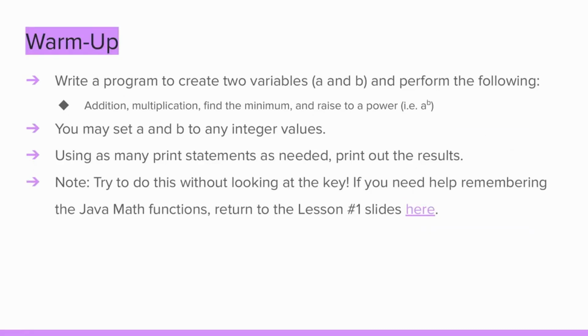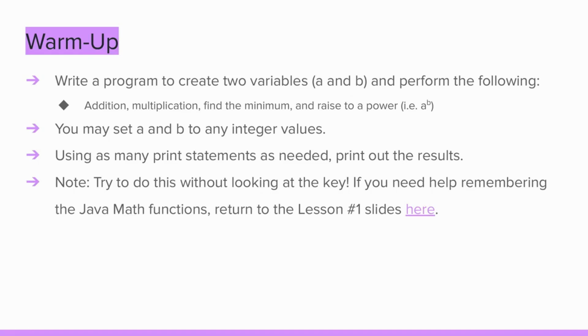The first warm-up asks us to write a program that creates two variables, A and B, and performs addition, multiplication, finding the minimum, and raising to a power such as A to the power of B. A and B can be set to any integer value you want. Be sure to print out the results using as many print statements as needed. It's pretty straightforward, so you can pause the video here, create a new REPL, and try it yourself.